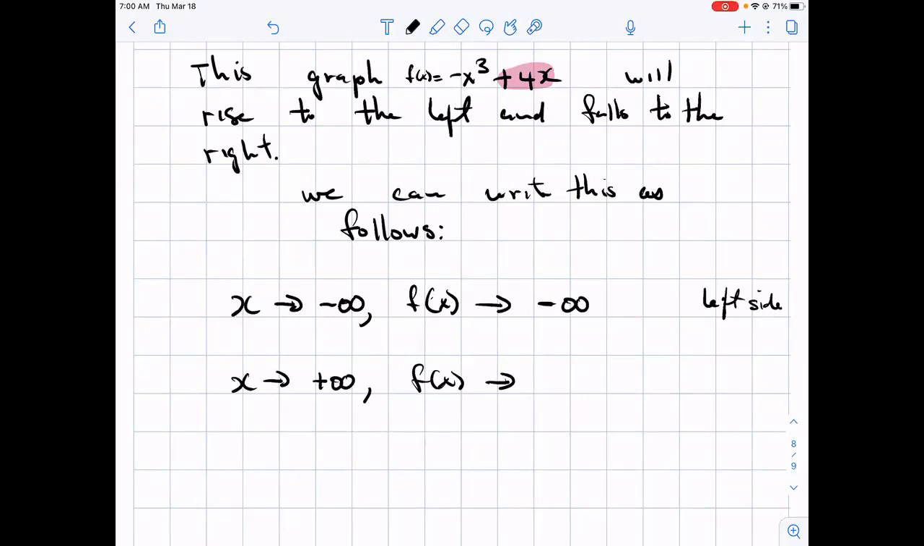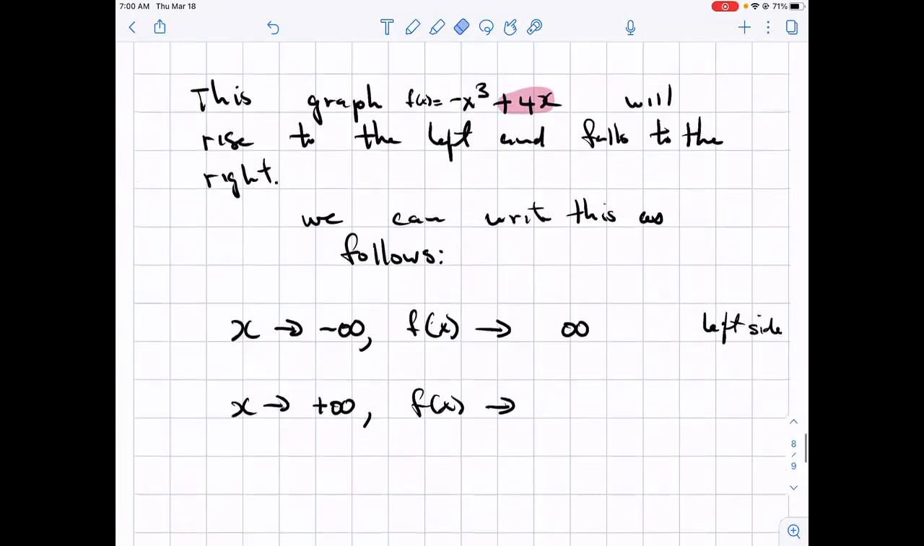Minus x cubed on the left side. Yes, it goes towards positive infinity. Why did I say that? We did say that the graph will rise to the left, right? If it's rising to the left, it goes to infinity. And on the right side, it falls. So this goes to minus infinity. This is the right side. I want to make sure we get that correct. So it falls to the right, goes to minus infinity.